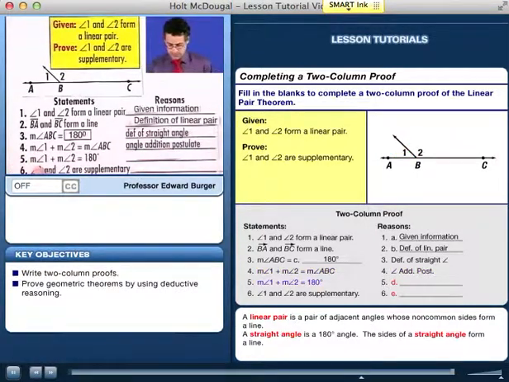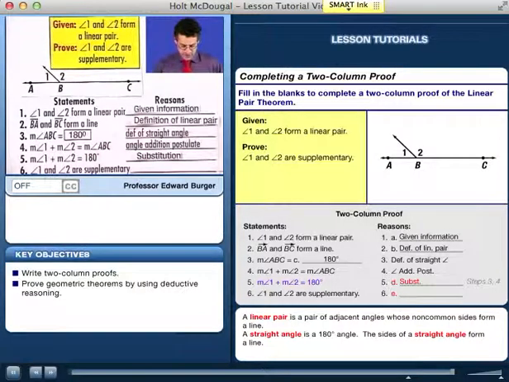The next step, we have to give a reason. So the measure of angle 1 plus the measure of angle 2 is going to equal 180 degrees. Now, why is that true? Well, look, from step 4, we know the measure of angle 1 plus the measure of angle 2 equals the measure of angle ABC. And from step 3, we know the measure of angle ABC equals 180 degrees. So all I'm doing is substituting for this quantity 180 degrees. So that's just out and out, bling, substitution. Not a big deal at all.